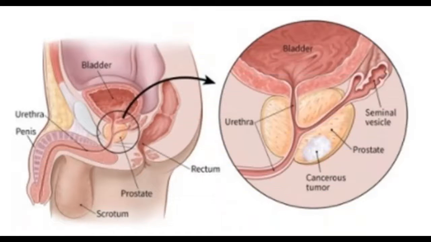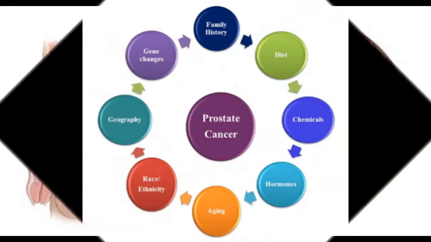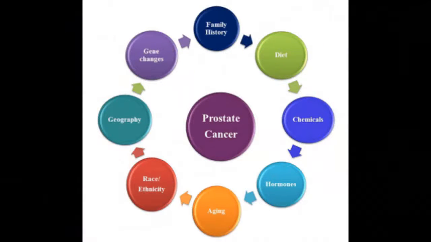Now that we know the basics of cancer, let's talk about prostate cancer more precisely. Prostate cancer is the uncontrolled growth of cells in the prostate gland. The cause of prostate cancer is unknown, but some risk factors could make you more susceptible to getting this type of cancer, like age, race, family history, and the exposure to chemicals.